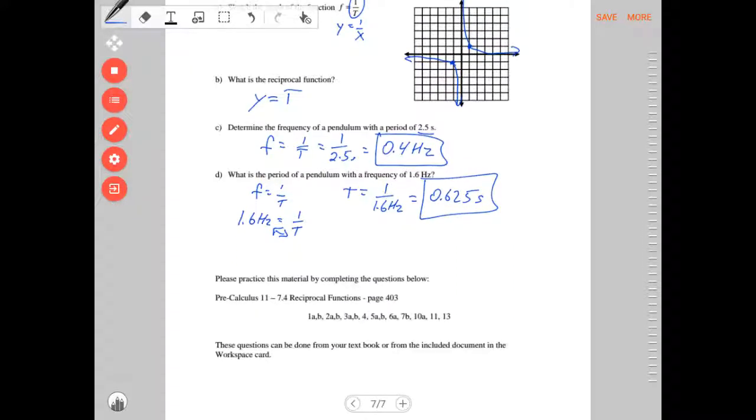So everybody, I would like you to please practice this material. It is section 7.4 in your textbook, starting on page 403. So I want you to try these numbers. These are all linear functions. You can just use your textbook, or we have also printed these textbook pages and attached them to the workspace card, so you can just print them off right from there. Then you can write all over the page.